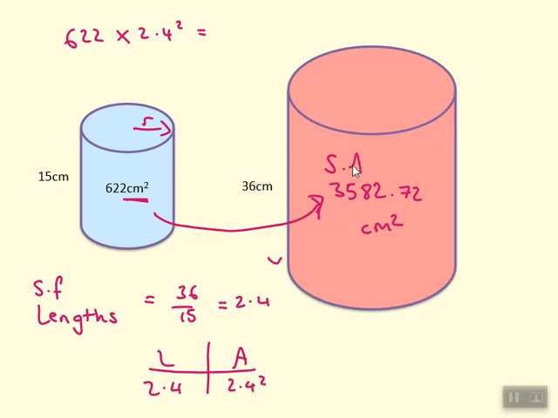So that is the surface area of that larger cylinder. Sorry, I keep forgetting to say that. And that's because these two are similar, because I told you that they are similar. So that's what it's got to be. Okay, so you didn't really need to know the radius of it.